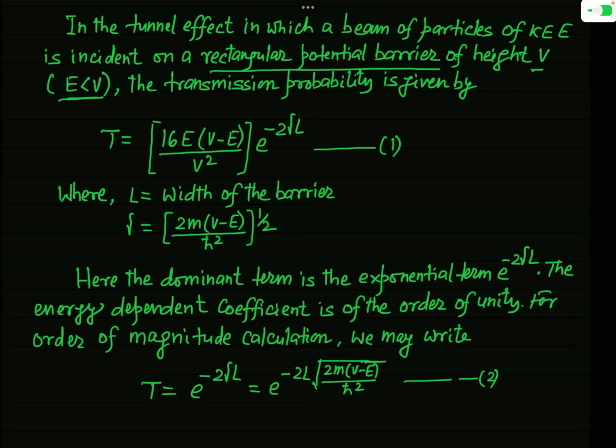And what is that probability of transmission? It is given by this formula. I have not derived this result. I am telling you so many times, but you can see this result in your quantum mechanics textbook. So transmission probability T is equal to 16E times (V minus E) over V squared times e raised to the power minus 2 gamma L.